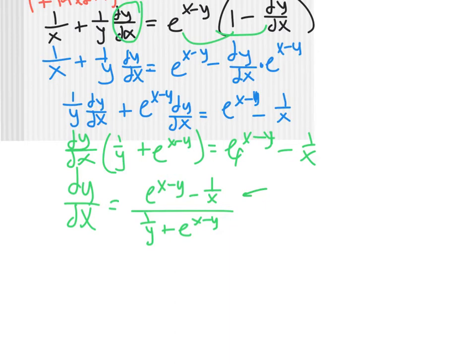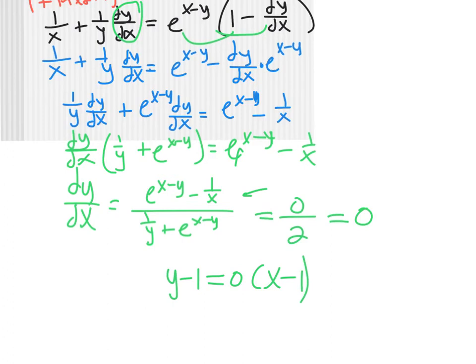So plug in your 1 and your 0. Or sorry, your 1 and your 1 for x and y. So you end up with 0 over 2, which is 0. So your slope is 0, which is actually kind of nice because then your equation is y minus 1 equals 0 times x minus 1, which is literally just y equals 1. That's your equation. So it's actually a horizontal line.